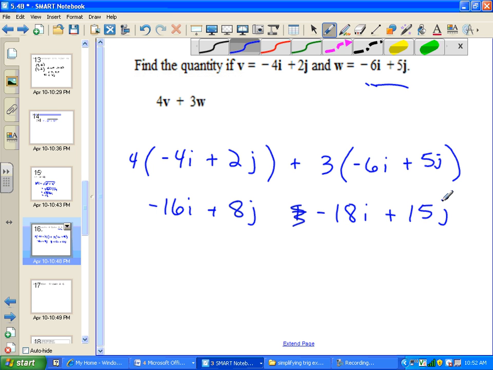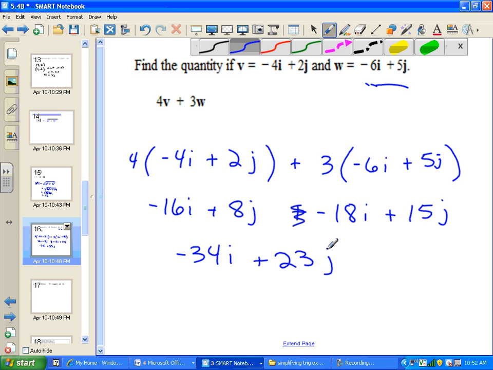And now we're adding basically two vectors together, and when we add two vectors, we add the A component with the A component and the B component with the B component, right? So negative 16, negative 18, now it's just like terms, right? Would be negative 34i. And then 8j and 15j would be 23j. Okay? I mean, really, it don't get much easier than that. These are really, really straightforward.